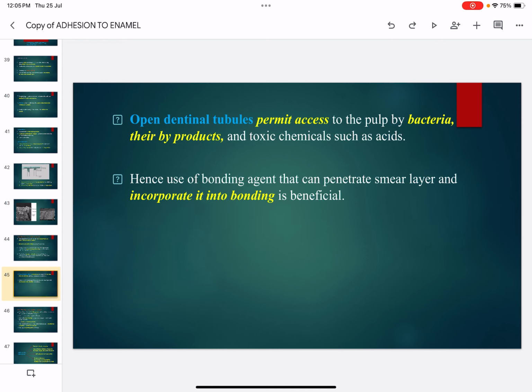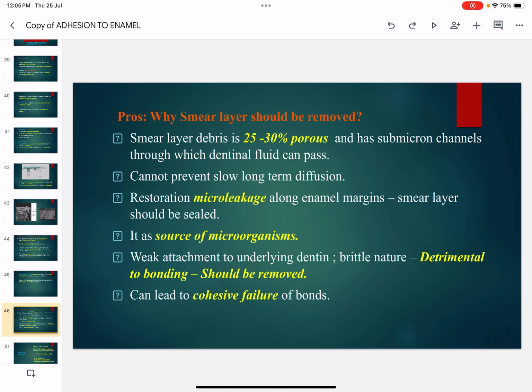Another reason the authors are saying is that open dentinal tubules will permit access to the pulp by bacteria and also their byproducts and toxic chemicals such as acids, and hence use of bonding agent that can penetrate the smear layer and incorporating it into the bonding is the beneficial process. So it is important that we retain the smear layer.